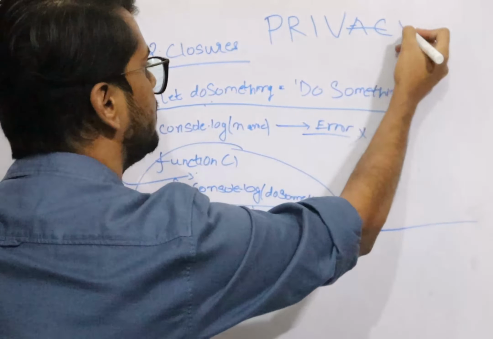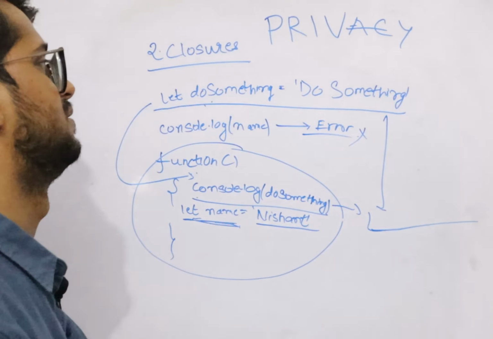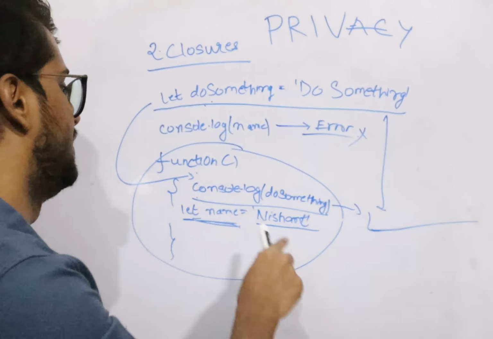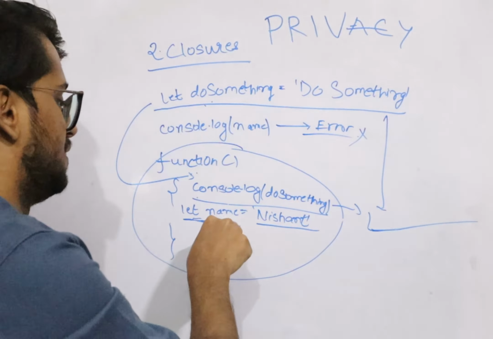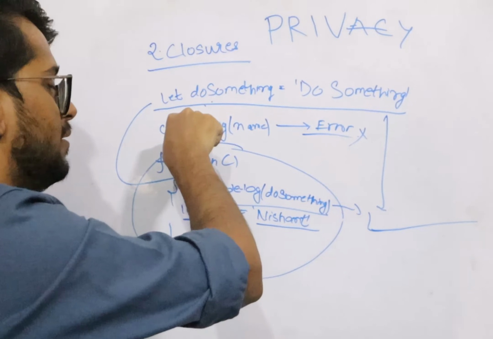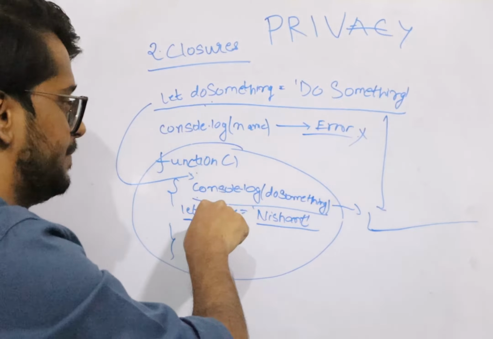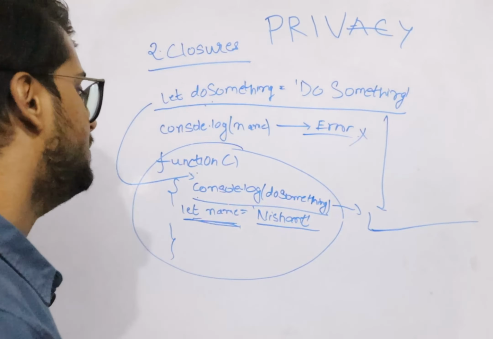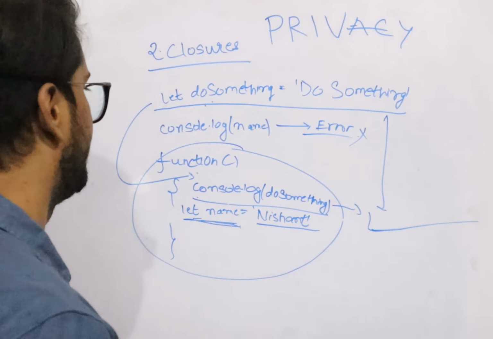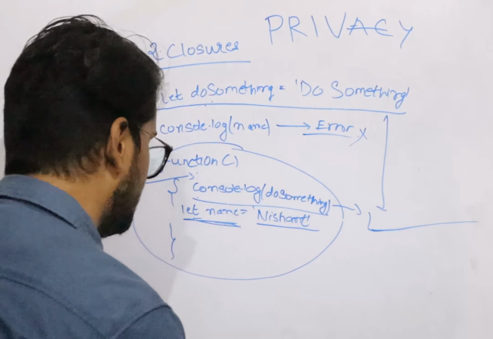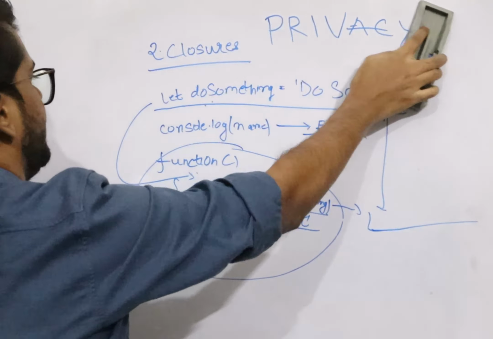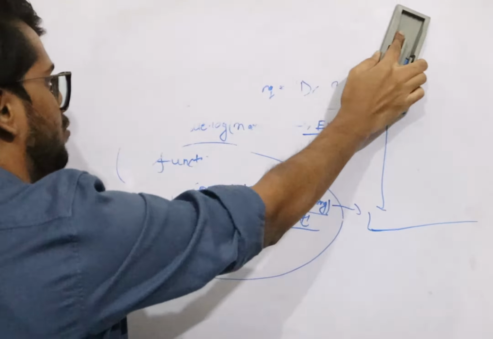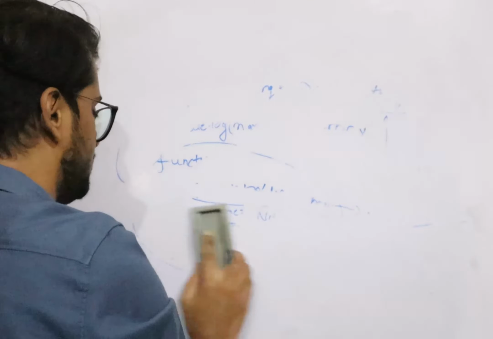Privacy of variables, because we cannot use this variable outside the function. So it means this is private to this function only. This was JavaScript closures. So these two topics are done, and now we can move into states in React.